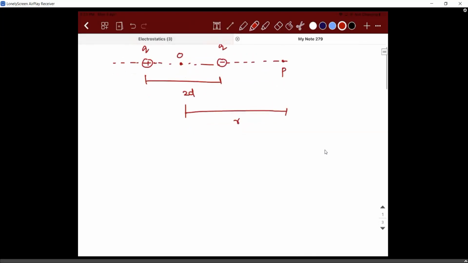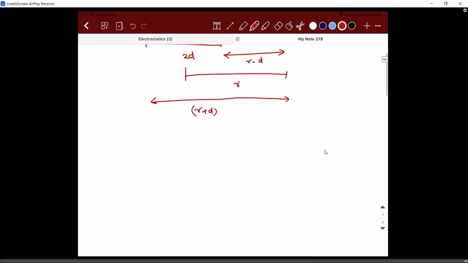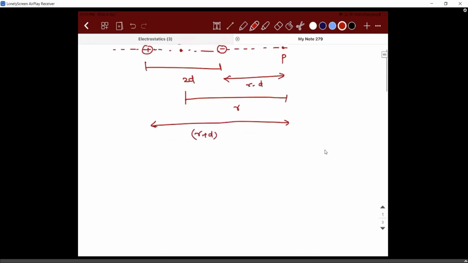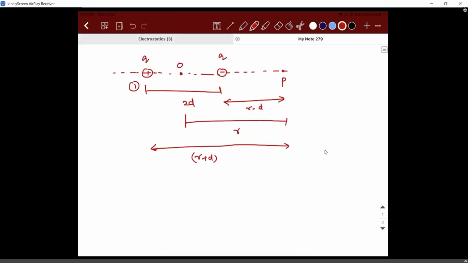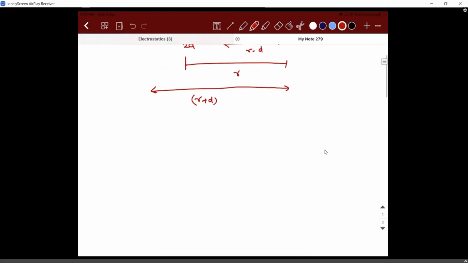So I need to break these distances. How much will this distance be, guys? R minus D. The distance from the positive charge to point P is going to be R plus D. So can I take something like this? I am comfortable labeling the charges as 1 and 2. Look at the way I'm going to solve this. Okay, I'm treating it like a problem. I'm not teaching it as a derivation. If this is a problem, this is how you are supposed to think.